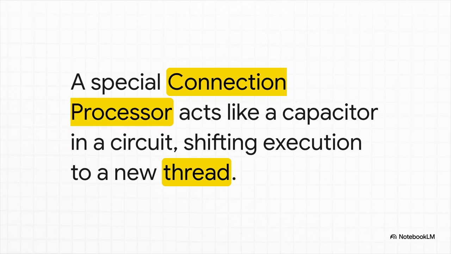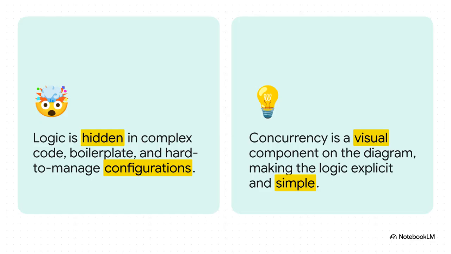That's it. This little processor acts exactly like a capacitor in a circuit. Its only job is to get a task, hand it off to a new thread, and then pass the result along. And this right here, this is the big aha moment. Look at the difference. In the old way, concurrency is buried deep inside complex code, hidden configs, tons of boilerplate. But with an executable diagram, it becomes a simple visual component. You can literally see where the parallelism is happening, and you can tweak the thread pool size right there on the connection itself. In terms of clarity and just being able to maintain your own code, this is a massive leap forward.